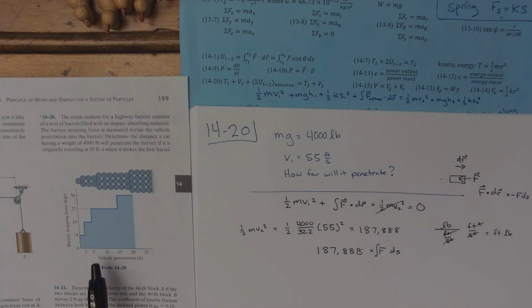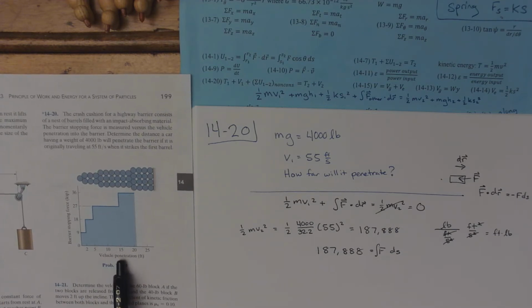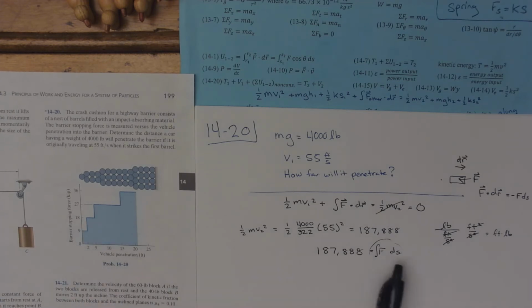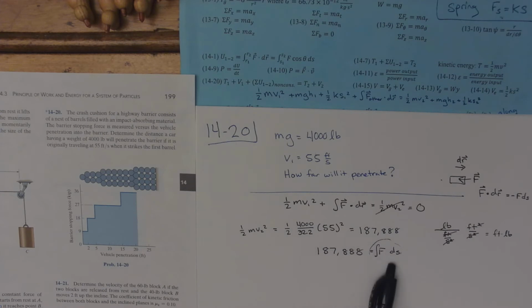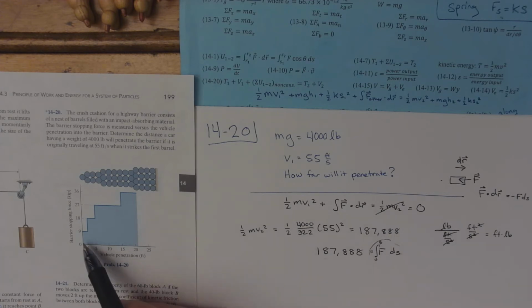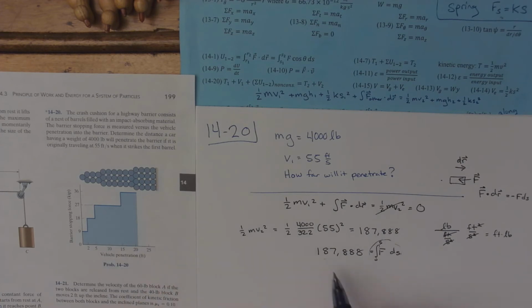Okay, so I have a graph here of the force versus vehicle penetration. So that would be the force on the y-axis, ds on the x-axis. So this integral is just the area under the curve. I want the area underneath the curve, I should say from 0 to s, to be this value here. And when I reach that value, that is when the speed is equal to 0 and the vehicle stops penetrating into the barrier. So I'm going to start adding up the area underneath, and I stop when I get to 187,888.